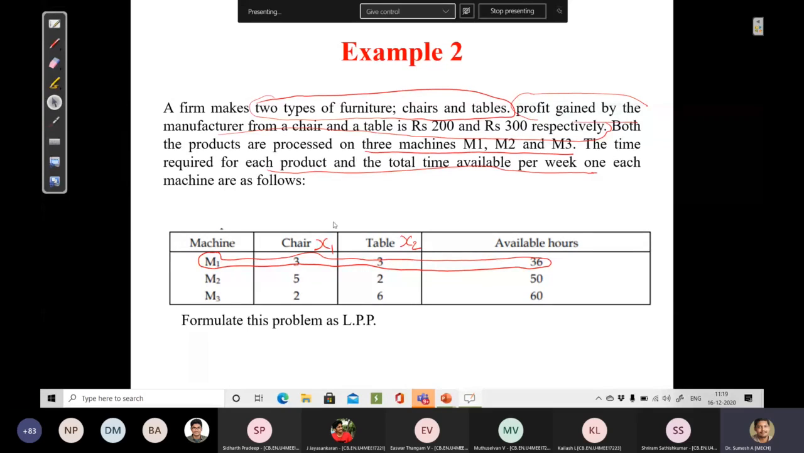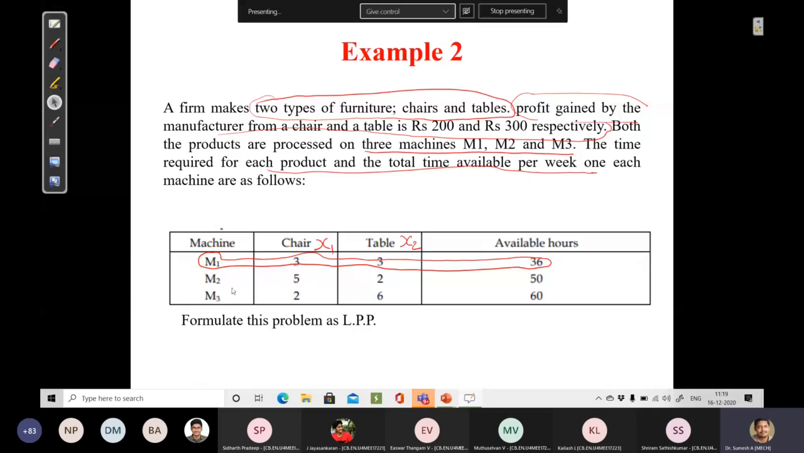And constraints are given in terms of machines. The total hours on machine 1 is restricted to 36, and it is given that 3 hours of work has to be spent on machine M1 for making a chair, and 3 hours on the table is also required on machine M1, and the total is restricted to 36. So 3x1 plus 3x2 less than or equal to 36.